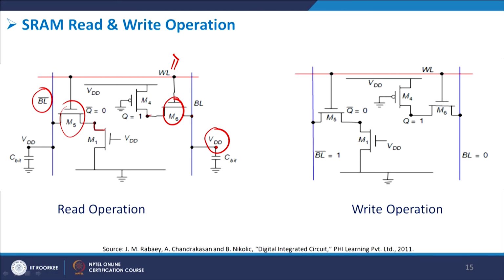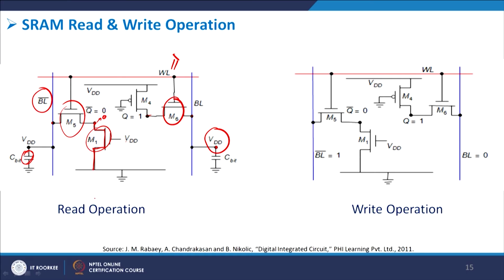So, I have the pull down getting activated, because VDD was attached to it, this is on, and therefore this goes to 0. When this goes to 0, 0 also appears at the bit bar line and it is stored in the C bit here, fine. So, you have a C bit stored here, and that is the read operation.